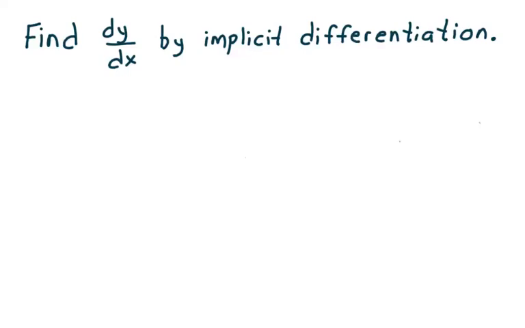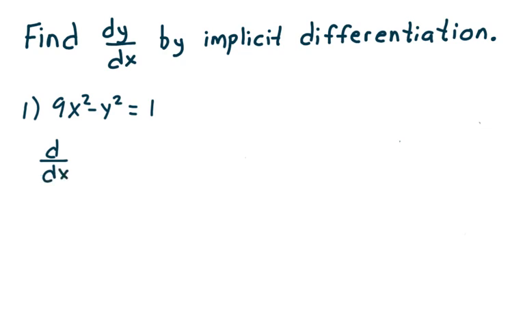The directions say to find dy/dx by implicit differentiation. Let's take a look at example 1. Suppose we are given 9x squared minus y squared is equal to 1. What we're going to do is differentiate both sides with respect to x.